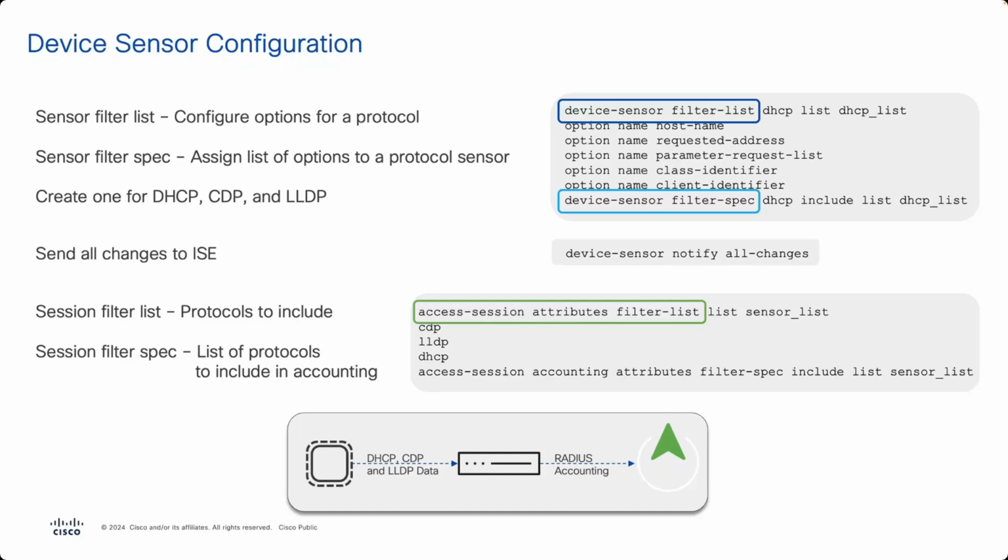Just like the device sensor, if you create a filter list, you've got to assign it to a filter spec, and in this case, the access session accounting attribute filter. So send this information in the accounting list to ISE, in the accounting packet to ISE.